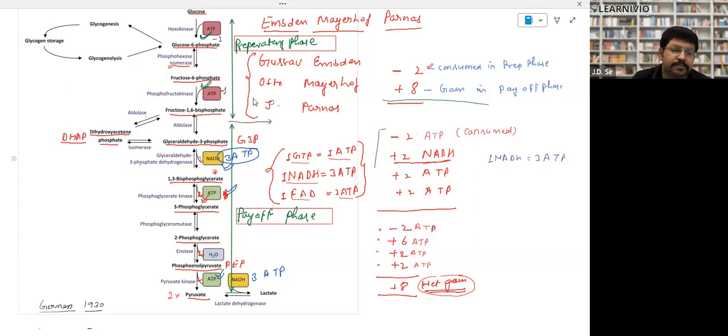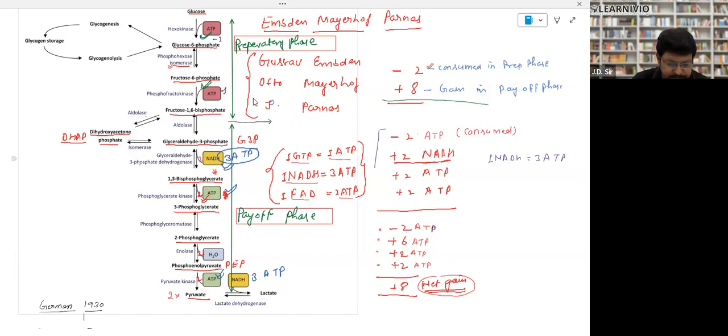In payoff phase, G3P or glyceraldehyde 3-phosphate changes into pyruvic acid and energy is produced. Full stop.